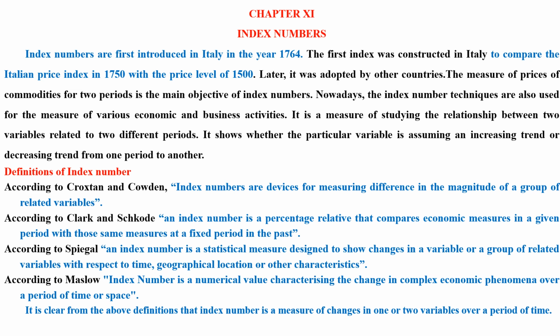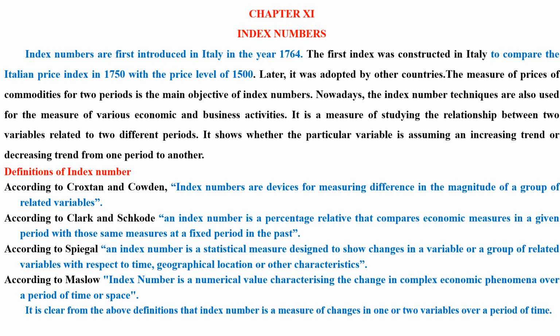Chapter 11. Index Numbers. Index numbers were first introduced in Italy in the year 1764. The first index was constructed in Italy to compare the Italian price index in 1750 with the price level of 1500. Later, it was adopted by other countries. The measure of prices of commodities for two periods is the main objective of index numbers. Nowadays, index number techniques are also used to measure various economic and business activities.